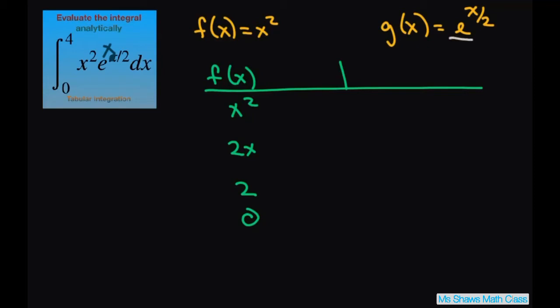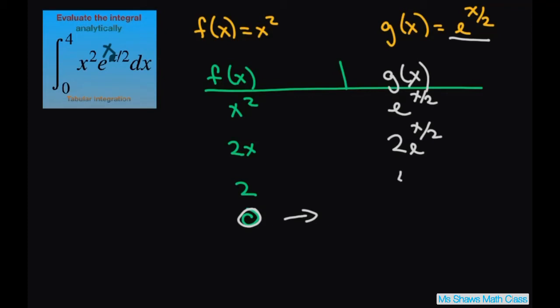And then for g of x, you're doing the integrals, and you go all the way down to this last line here. So basically, you're going to get e to the x power divided by 2, and then 2e to the x divided by 2, then 4e to the power of x divided by 2, then 8e to the x power divided by 2.